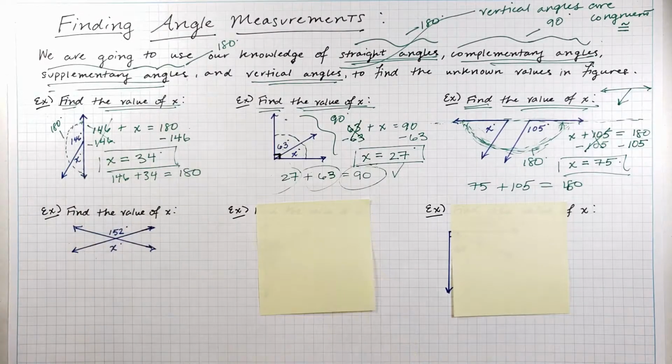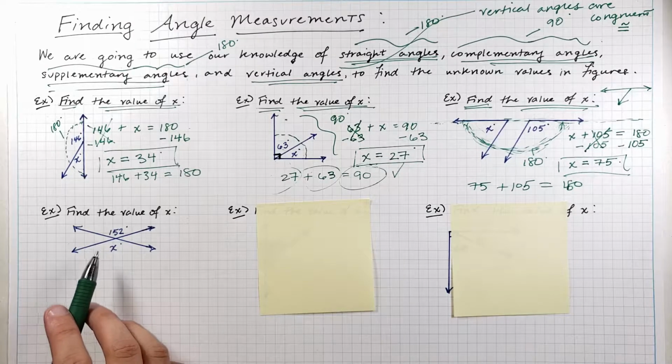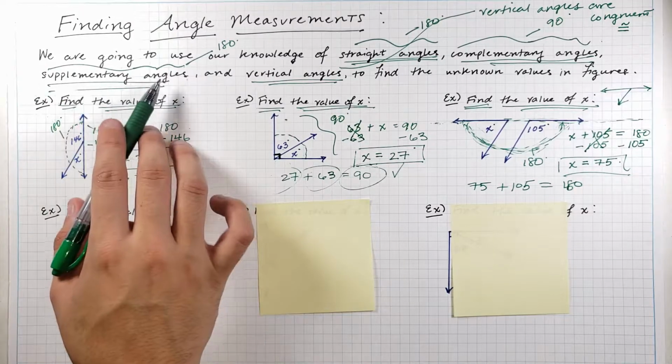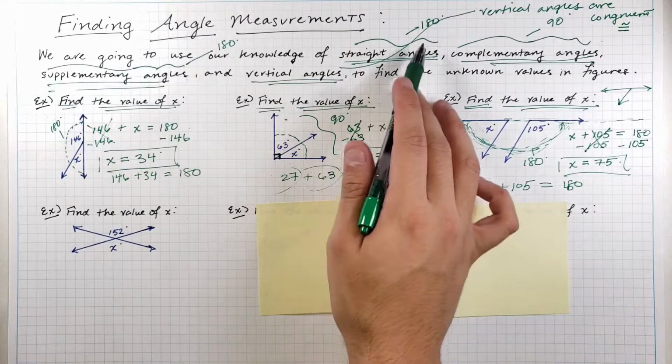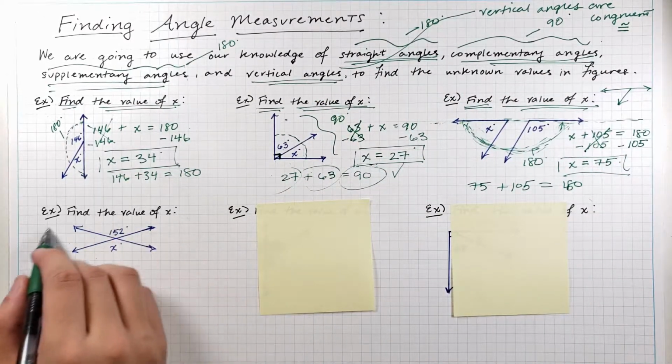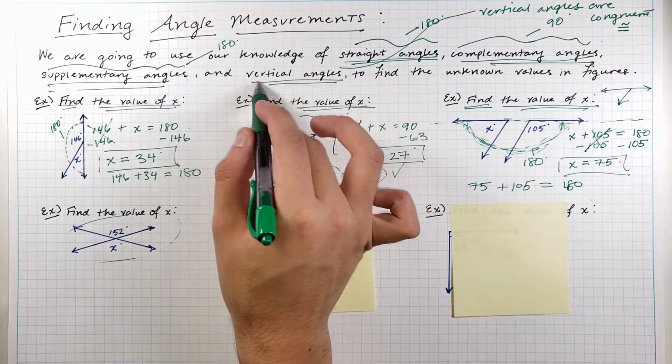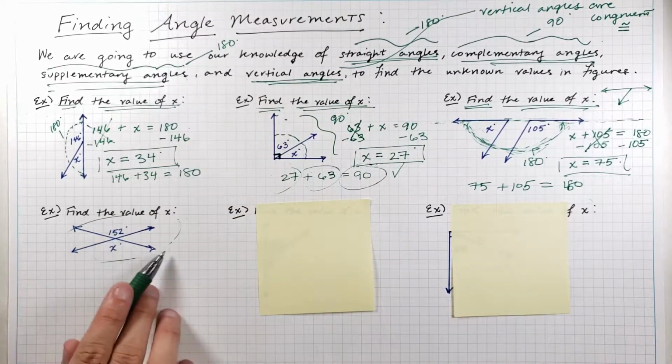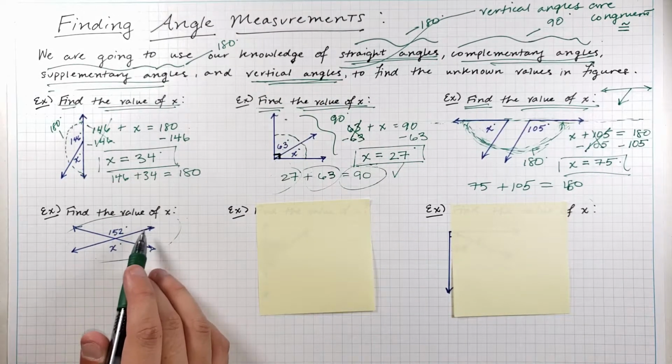Let's look at this one. This one says find the value of x. All right, so you can tell this doesn't look like supplementary. It doesn't look like complementary, right? So what we're going to have to use here is our vertical angles, right? Because it's two straight lines intersecting each other.